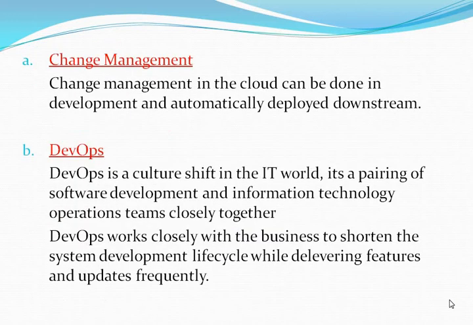So let's move to our third point, change management. Change management in the cloud can be done in development and automatically deployed downstream. Let's understand what's happening here in the cloud environment. In a normal environment, when any changes need to be performed, we log a change ticket and make the changes in a particular schedule window. But in the cloud, there are many automated processes where a single click will deploy multiple things. That needs to be the focus of change management in the cloud.